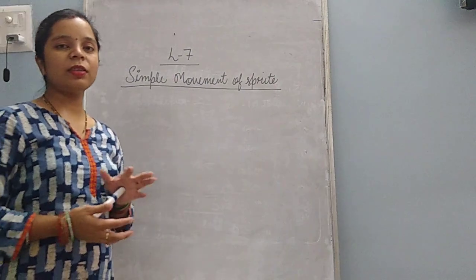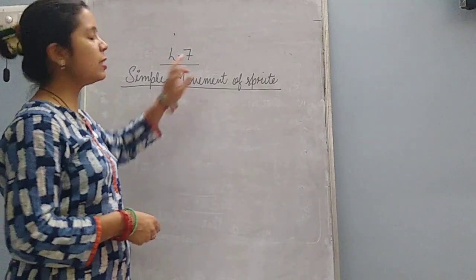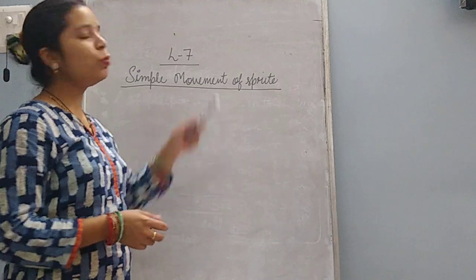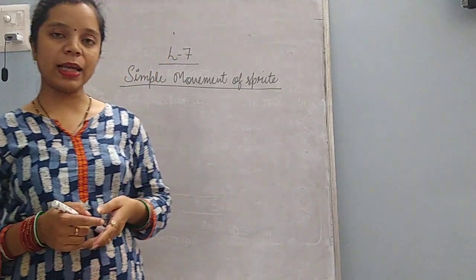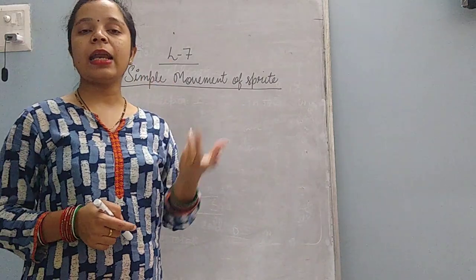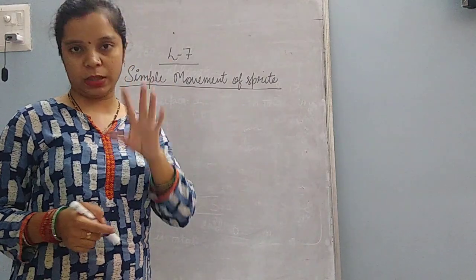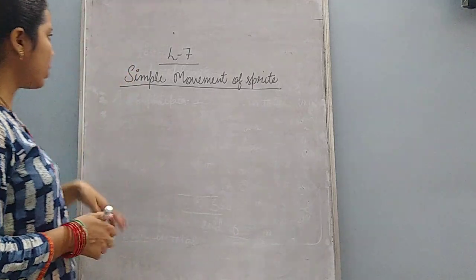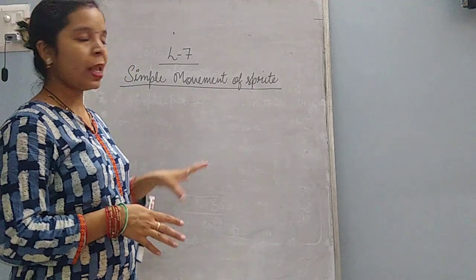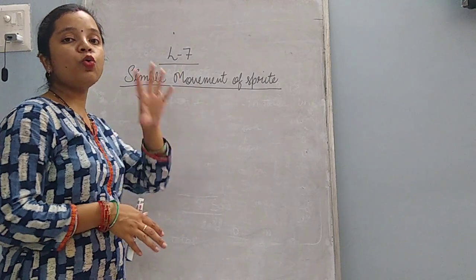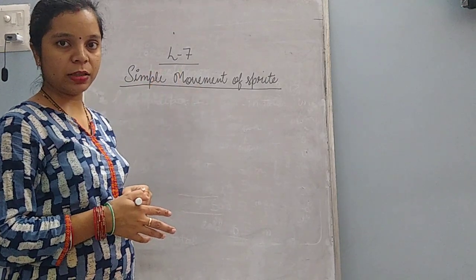Good morning students. Today I am going to explain lesson 7, that is simple movement of sprite. You have already learned in lesson 6 about sprite, about Scratch and how this sprite moves in the Scratch project. Now in this chapter you will learn simple movement of sprite and you will also learn how to change the appearance of this sprite.